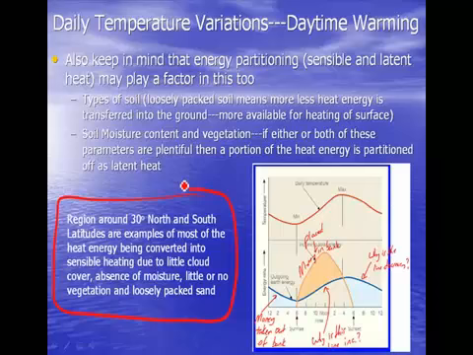So that's one of the reasons why we were talking about, although the sun is directly overhead at 23.5 degrees north and south latitude, depending upon the season that you're in, at 30 degrees north, there's really not a whole lot of partitioning of the energy. In other words, most of the energy is being used to heat the Earth's surface. And so that's the reason why we have 30 degrees north being some of the warmest areas.